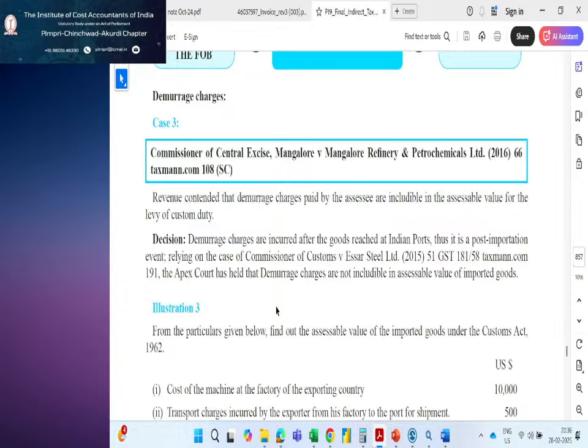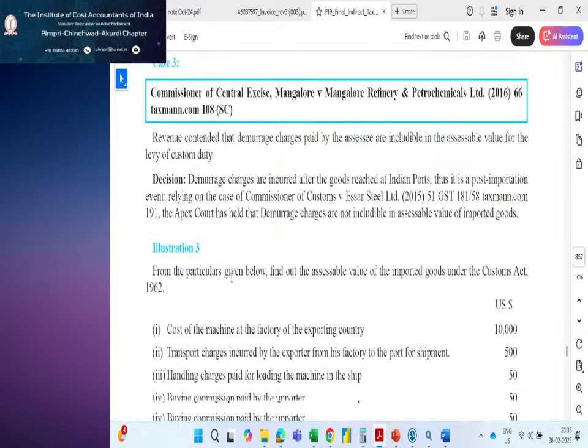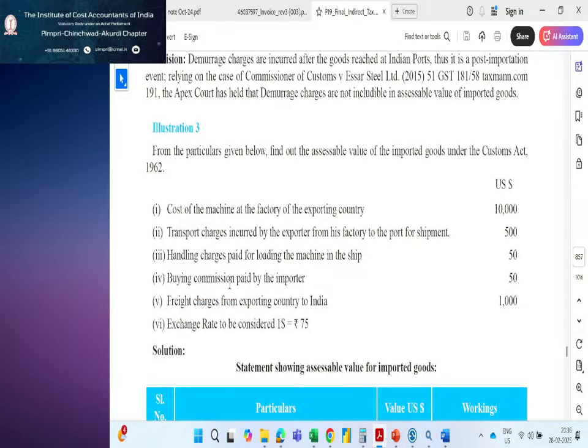So these are the basic things that need to be considered while calculating the assessable value, and the items which should not be considered. Then we have the problems. With this one, illustration 3, we will stop today's class. Find out the assessable value of imported goods. We have cost of machine, transportation charges. What do transport charges mean? Charges paid by the exporter from his factory to the port for shipment. Then we have handling charges, buying commission, freight charges, and exchange rate.